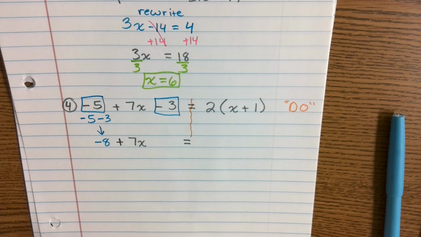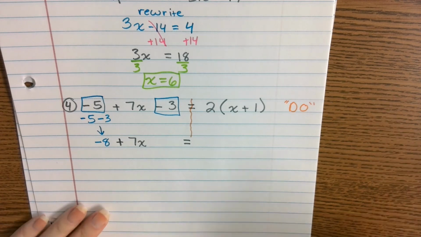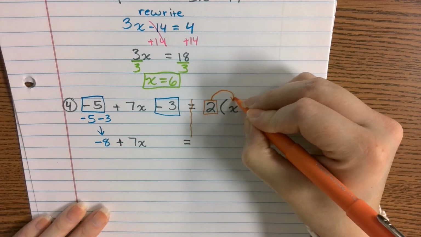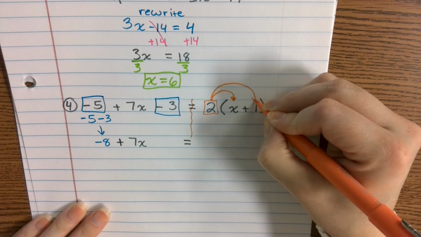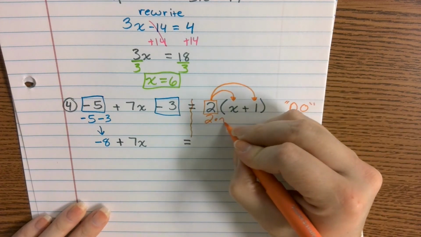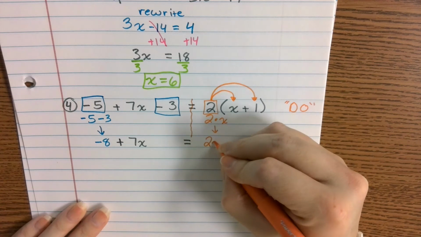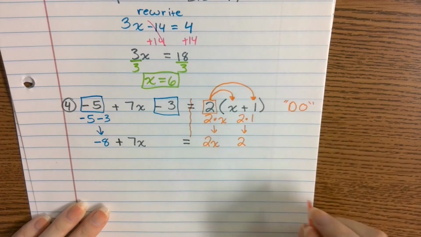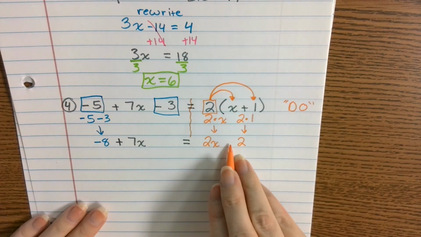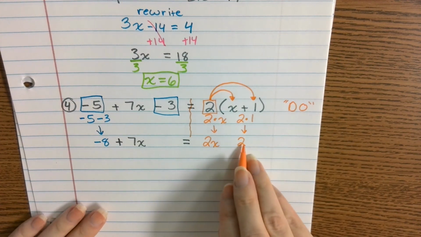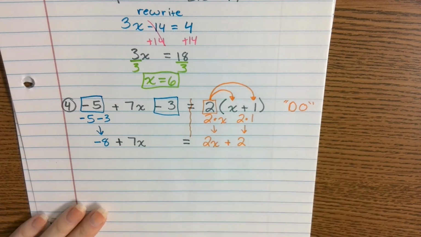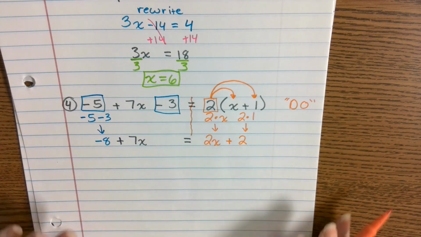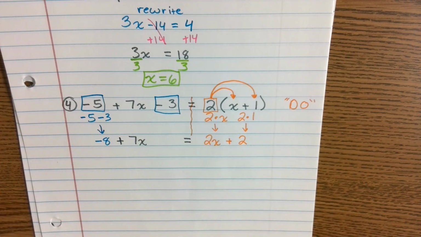Susanna? The distributive property. Distributive property says that I'm going to take that 2 and I'm going to multiply it with the x and with the 1. So I'm going to do 2 times x, which is going to give me 2x. And I'm going to do 2 times 1, which is going to give me 2. What operation do I put in between? A plus, because 2 is positive. Because the 2 is positive, I'm going to put a plus sign in between. Okay? I have both sides simplified down to ax plus or minus b.